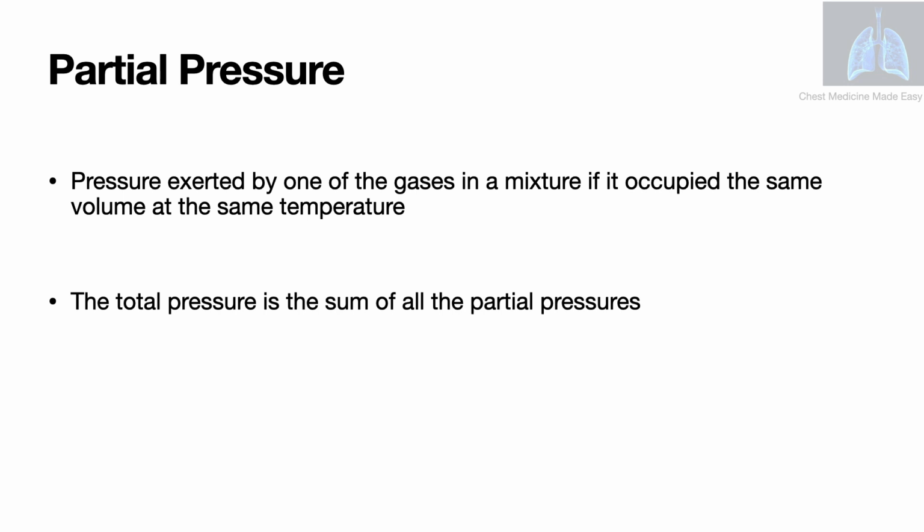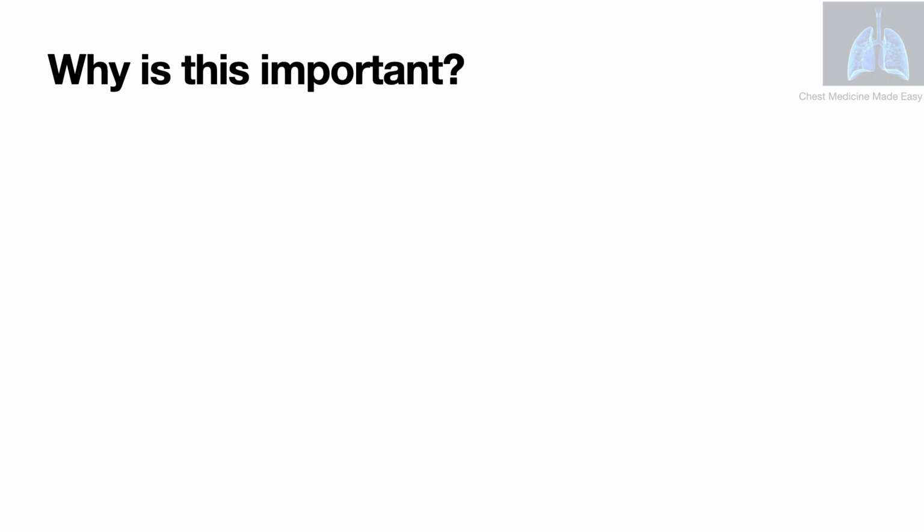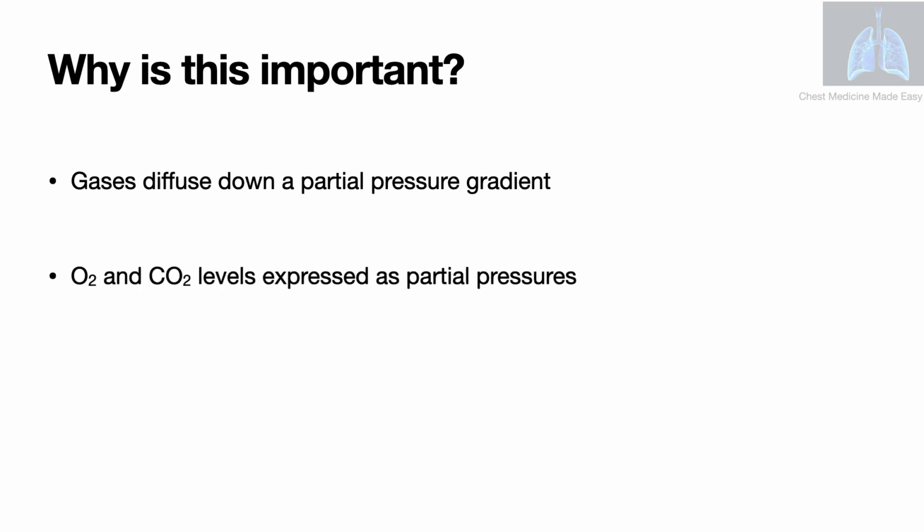Now why is it important to know about partial pressures to look at an ABG? If you remember your basic physics, gases diffuse down a partial pressure gradient, and oxygen and carbon dioxide levels are expressed in terms of partial pressure in our ABG report.